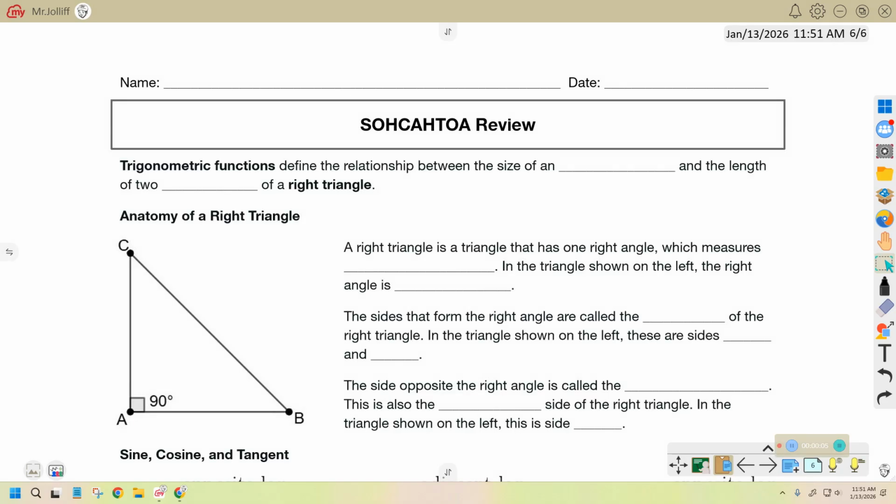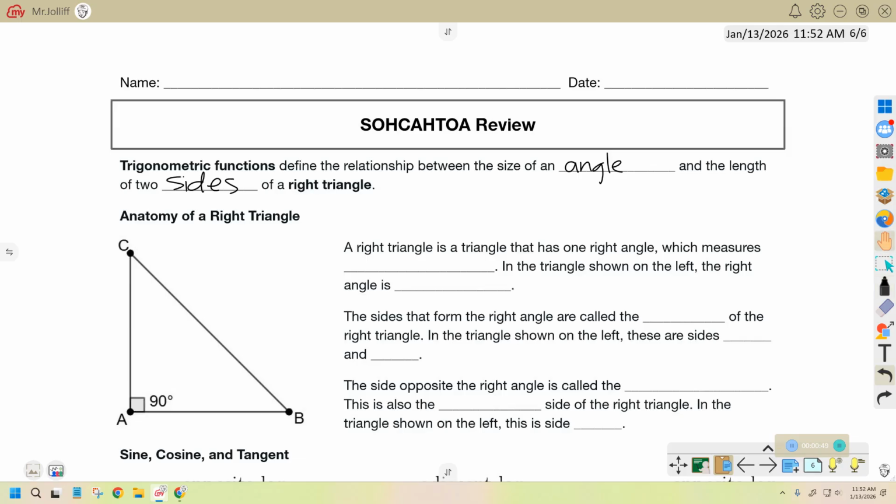Okay, so today we are reviewing SOHCAHTOA. I'm hoping that sounds familiar. Some of you had me for math too, and remember that, yeah. So we're looking at the first three fundamental trig functions. Trig functions define the relationship between the size of an angle and the length of two sides of a triangle, specifically a right triangle. This is true even for the unit circle, because essentially the unit circle is a bunch of right triangles formed by the x and the y components.